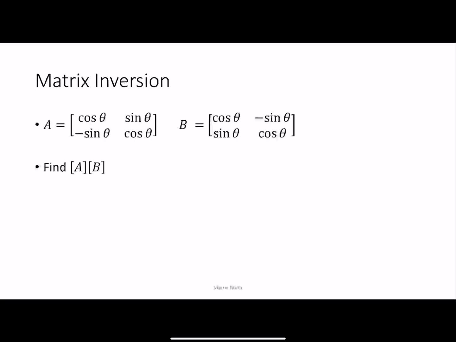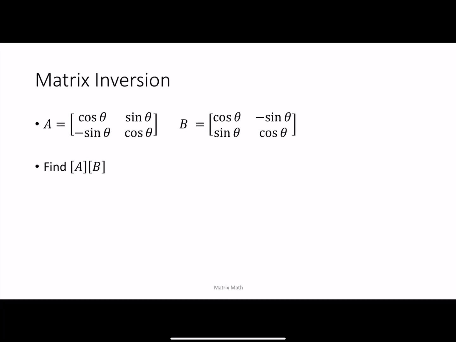Let's talk about matrix inverse, right? And that's an important concept. So let's take two matrices, and some of you might recognize these two matrices as rotation matrices. You rotate a vector by this angle by multiplying the matrix times the vector. But let's take these two matrices and multiply one by the other, right? So let's write this multiplication here.